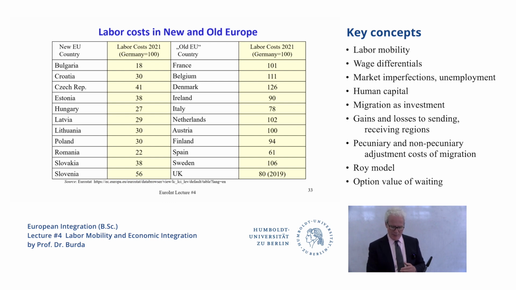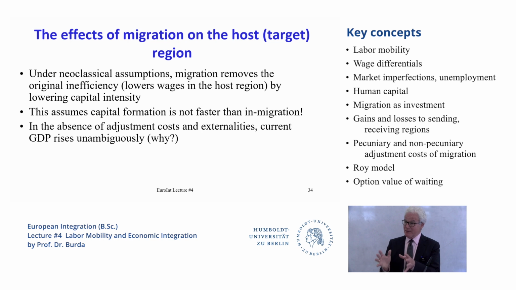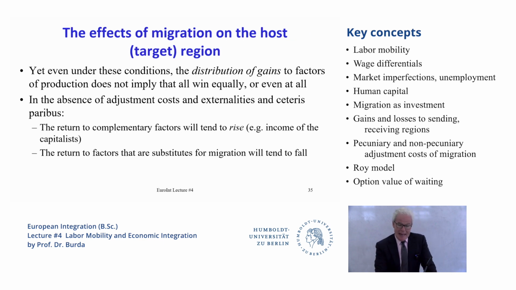But anyway, let's move on and talk about the effects on the host country. Neoclassical economics says that migration is going to change capital intensity. This is going to affect the host country, the target country. Wages will rise in the sending country, and the host country wages will fall. And this means that there's a distributional issue.